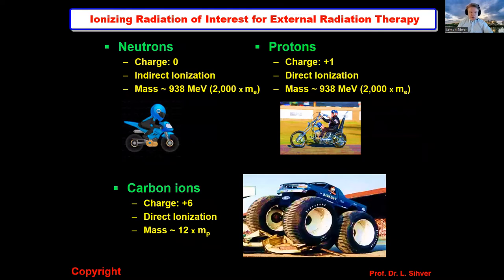Then we have neutrons, charge zero, as you know, indirect ionization, mass 938 MeV, like a motorbike. And protons, charge plus one, direct ionization, mass is 938 MeV, it's like a shopper. Then we have the monster truck, the carbon ions, which have charge plus six, direct ionization, and the mass is around 12 times the mass of the protons.